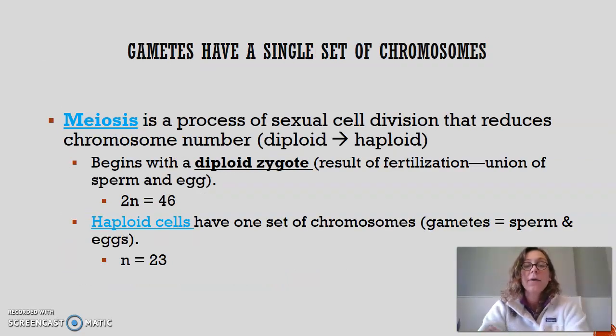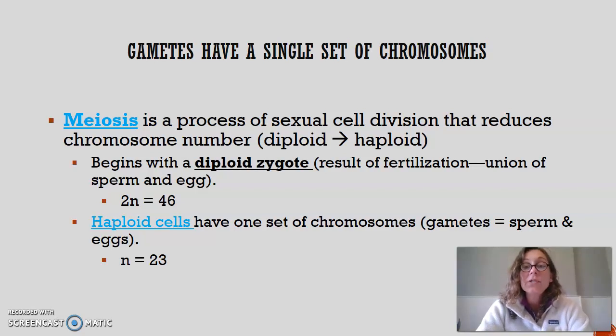Okay, so meiosis. This is sexual cell division. So we are reducing our chromosome number from diploid to haploid. So we're going from 2N to N. Our goal is to halve the amount of chromosomal information that we started with, because again, we need sperm and eggs to have half the amount of genetic info, because we'll eventually combine them.